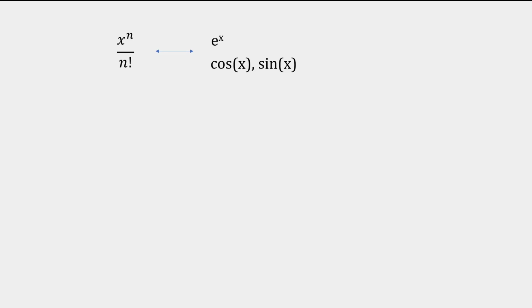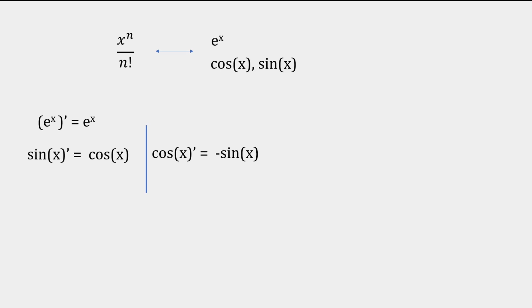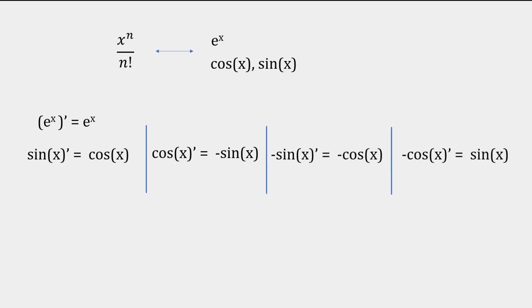e raised to the power x, sin x, and cos x are special in a sense that they have very nice derivative properties. e raised to the power x is a function whose derivative is also e raised to the power x. So you can take as many derivatives as you want. Similarly, derivative of sin x is cos x, and derivative of cos x is minus sin x. So repeated derivatives take us back to where we started. So that's a very nice property of derivatives here.